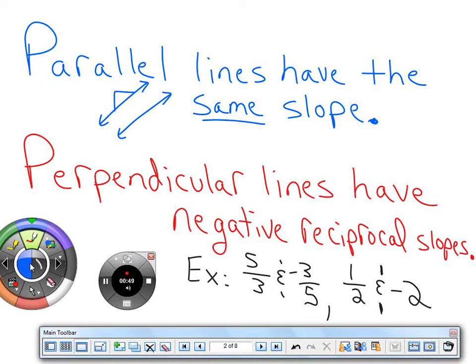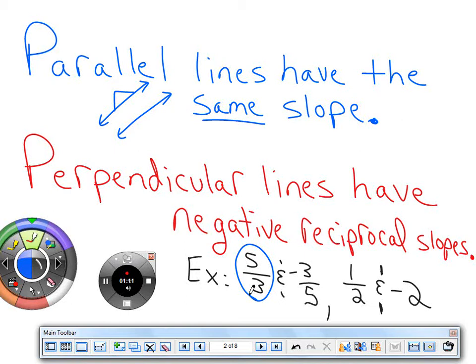Perpendicular lines don't have the same slope. They actually have a special relationship with the slopes. It's called negative reciprocal slopes. So if you see one of the slopes is 5/3, then you have to flip it and change the sign, and that's going to give you the slope of the line that's perpendicular.